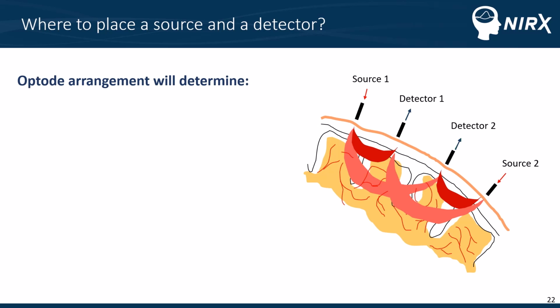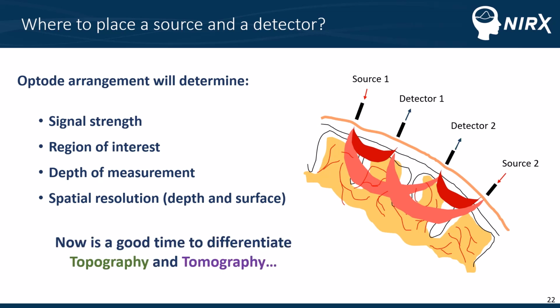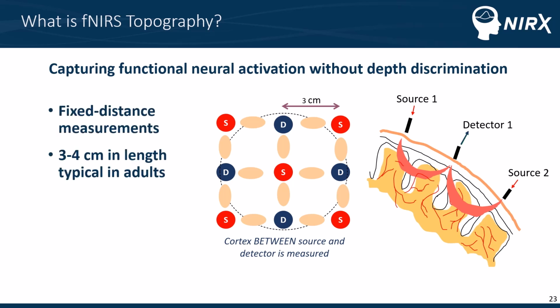So where to place a source and a detector? Well, the optode arrangement will determine your signal strength, region of interest, depth of measurement, and spatial resolution, referring to both depth and surface resolution. So now would be a good time to differentiate topography and tomography. Topography, and this is the image we saw earlier, captures functional neural activation without depth discrimination. It does so by placing your sources and detectors at equal distances apart from each other and only being interested in those channels formed by the nearest neighbor. This is typically done with 3 to 4 centimeter channels in adults and closer to 2.5 centimeters in infants.